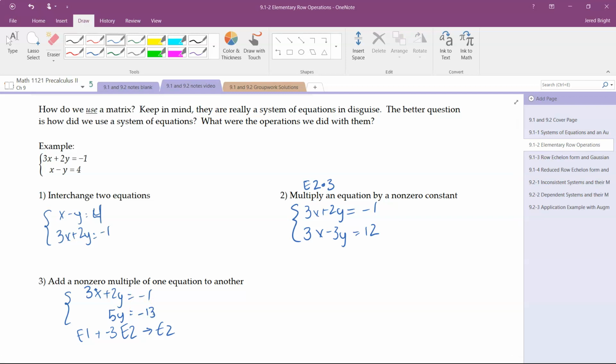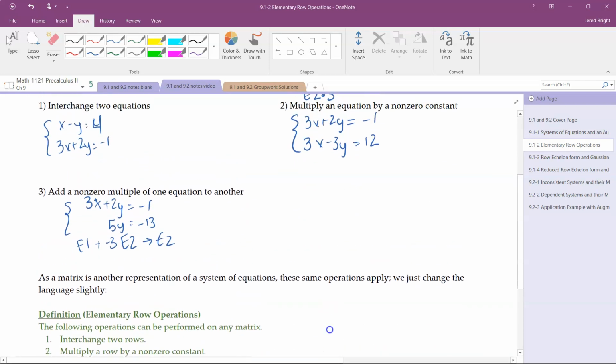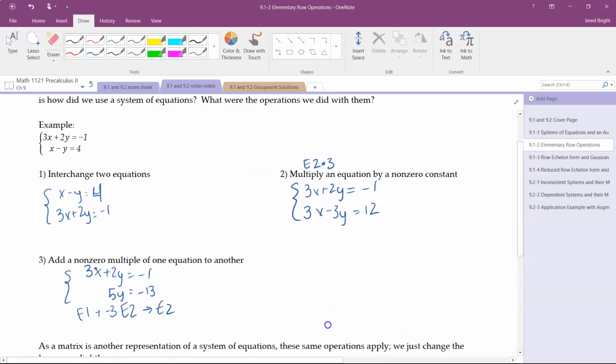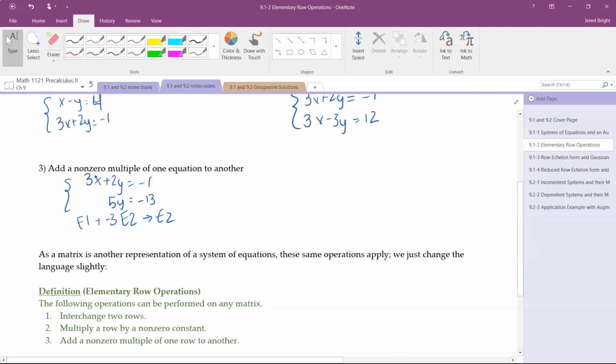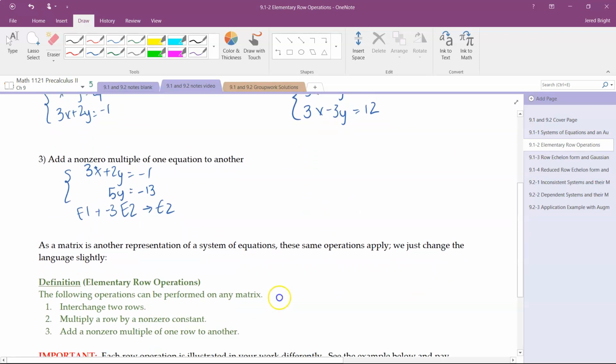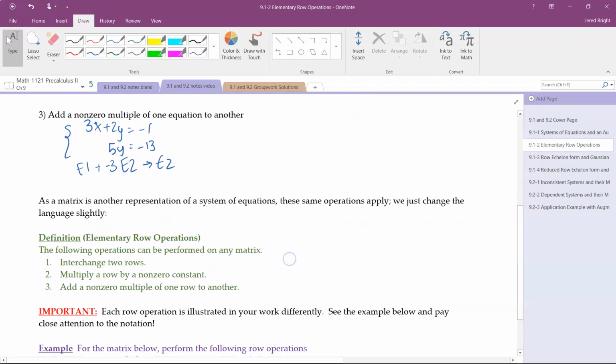Since a matrix is really just a different form of the system of equations, these three operations on systems of equations translate to a matrix context as well. These are the three elementary row operations we're going to be using over and over and over. We can interchange two rows of a matrix, multiply any row by a non-zero constant, and add a non-zero multiple of one row to another.